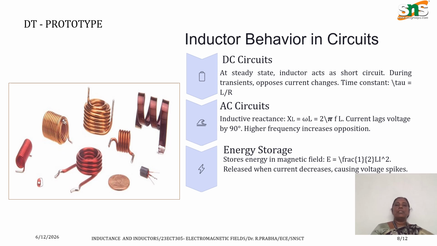Next is performance in AC circuits. In an AC circuit, reactance is involved, and it is called inductive reactance XL equals omega L. Omega is 2 pi f, so we can write this XL value as 2 pi f L. Here the current lags voltage by 90 degrees. Higher frequency increases opposition. And energy storage: it is useful in storing magnetic energy, and it is released when current decreases.